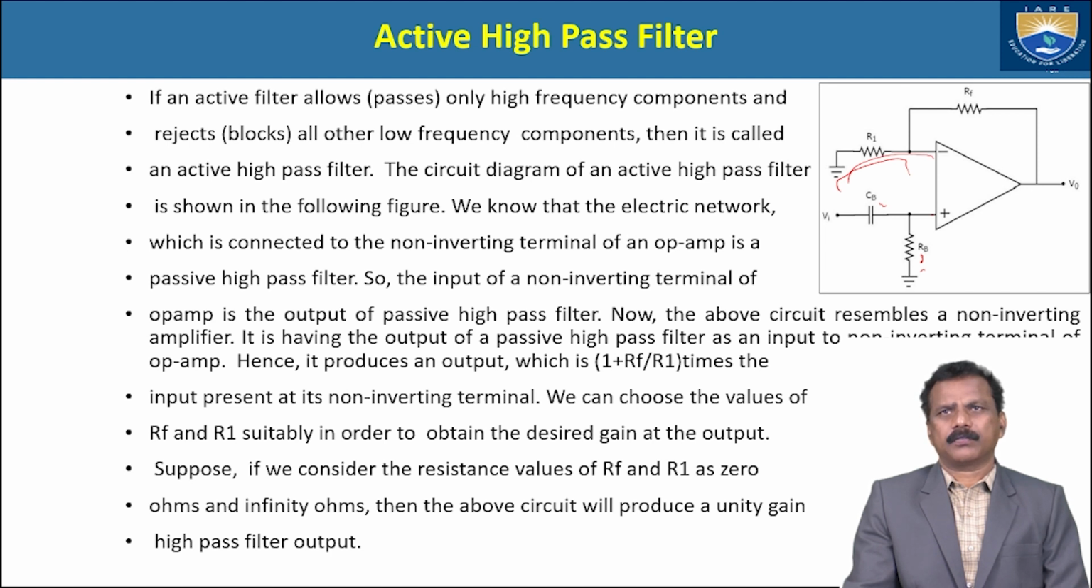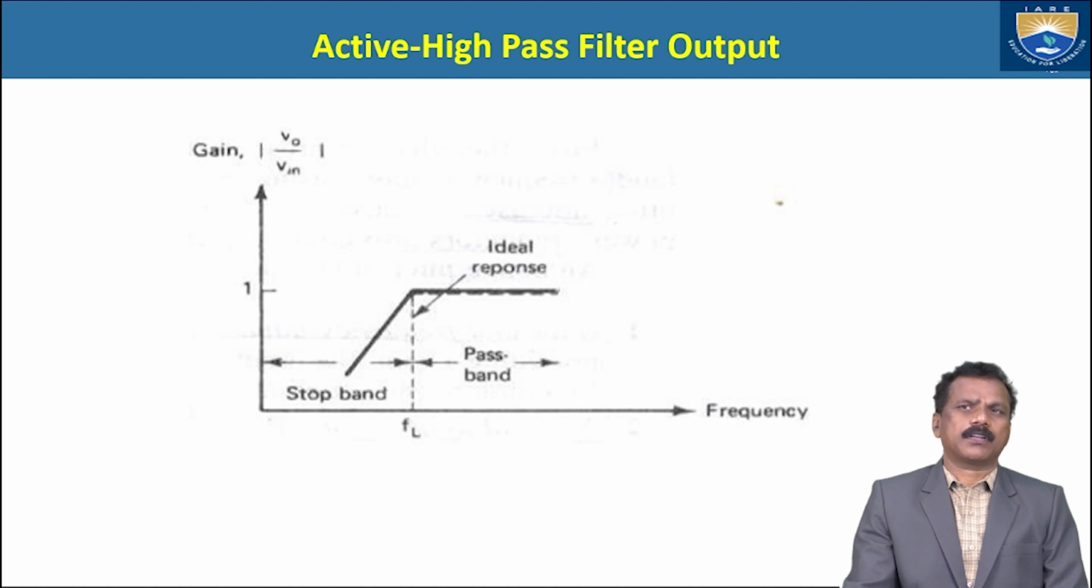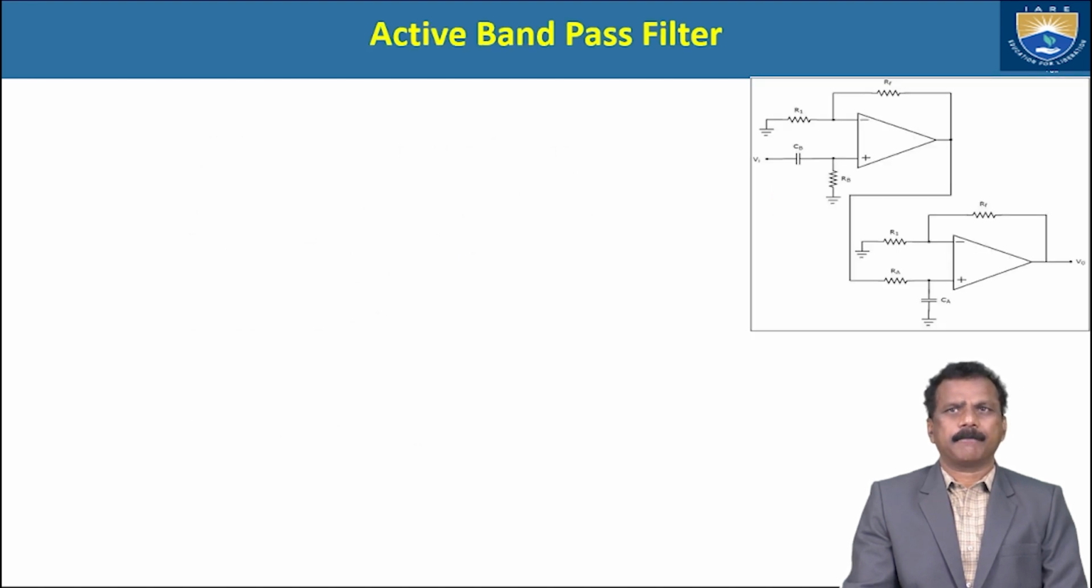After this, consider the active high pass filter output response. Here it is, the gain versus the frequency. Here is the pass band. It allows only high frequency components, and low frequency components are rejected, that is the stop band. Based on this, the active high pass filter output response will be like this.